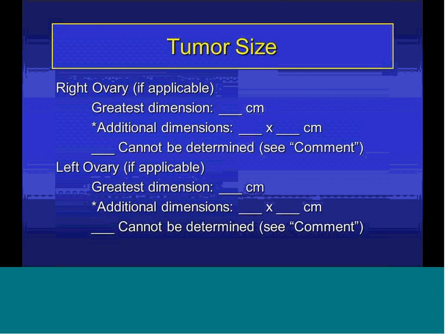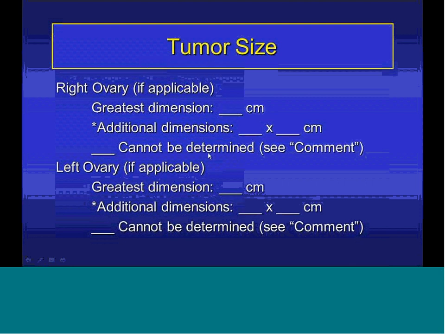Tumor size does not enter into the grading or staging of ovarian cancer. However, it certainly should be included in your checklist. All that's really needed, as most ovarian tumors are round, is the greatest dimension, although there are areas here to add in a couple more dimensions. But really the key is what was the greatest dimension of the ovarian mass for both the left and right ovary, depending on whether they're applicable.